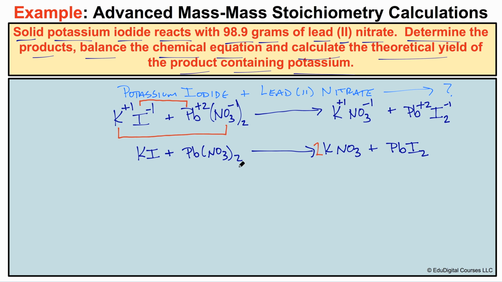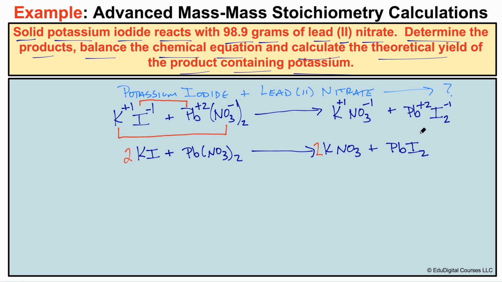If we take a look, we have 6 oxygens on the left. 2 times 3 is 6 oxygens on the right. They're now balanced. We have 2 potassiums on the right, so we're going to put a 2 right here to give us 2 potassiums. This gives us 2 iodines on the left. We have 2 iodines on the right. We have 1 lead on the right and 1 lead on the left. Our chemical equation is now balanced. So now we can start the stoichiometry.